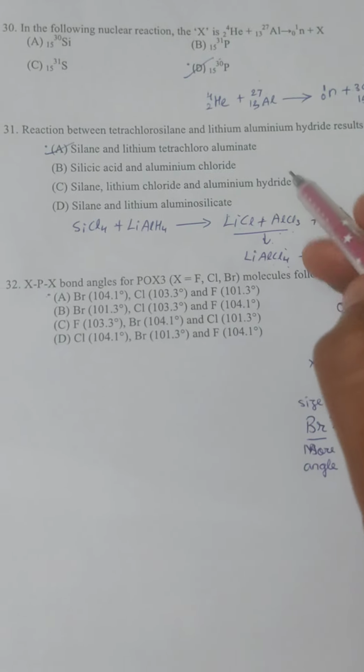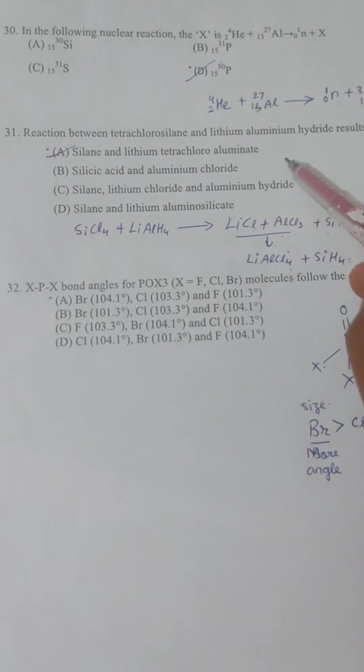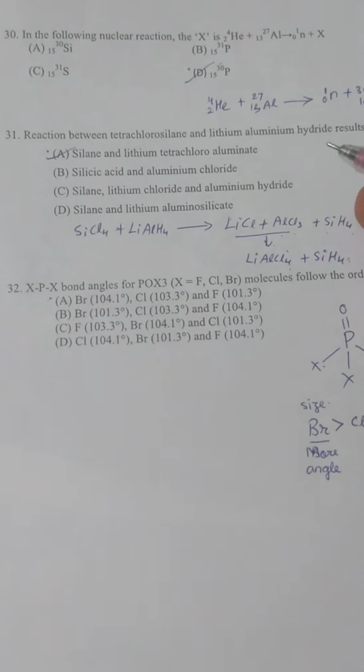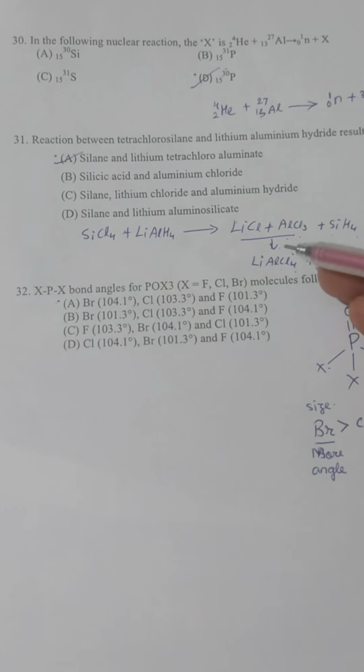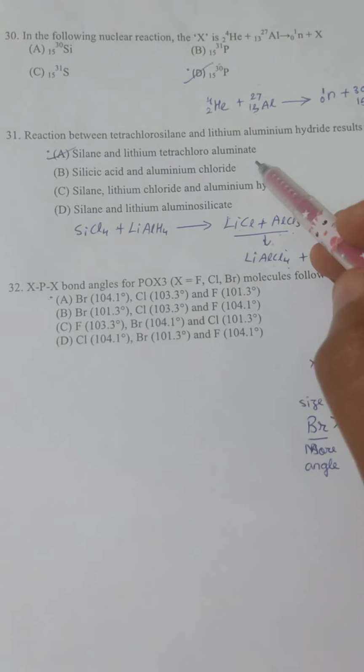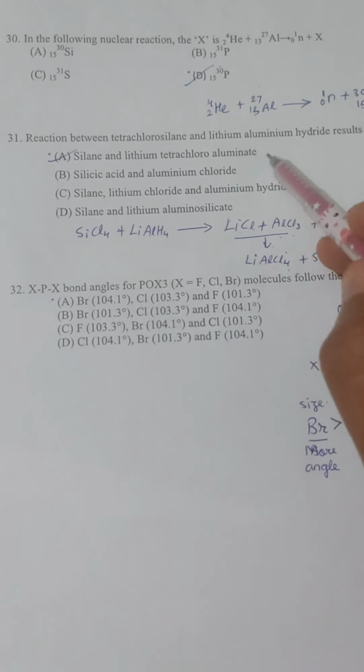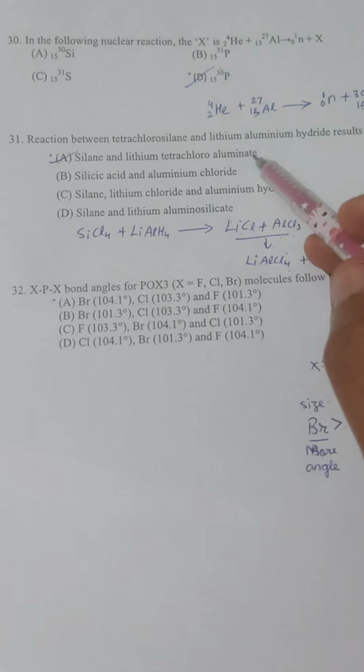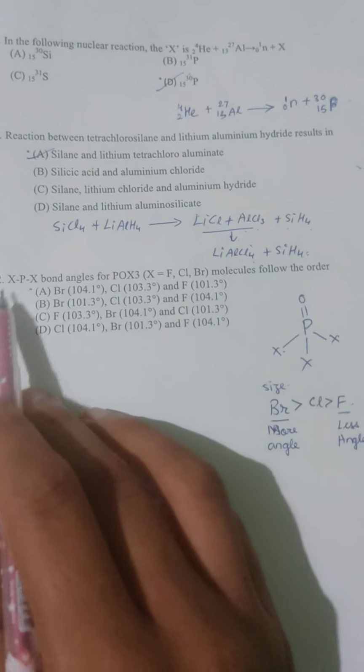In some cases, they may give the direct name as lithium aluminum chloride, or in some cases they may give it in the complex form, that is lithium trichloroaluminate. Aluminate is used only because it is having a negative charge. Now the next question.